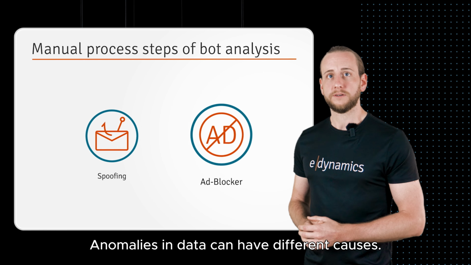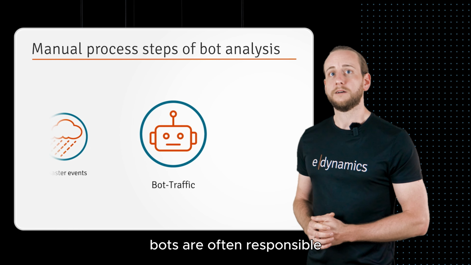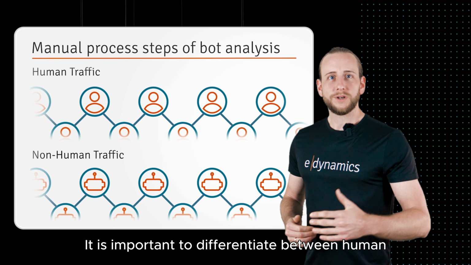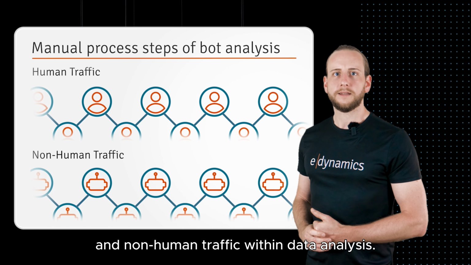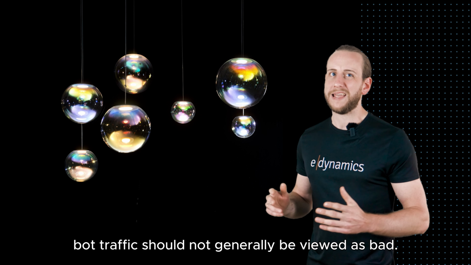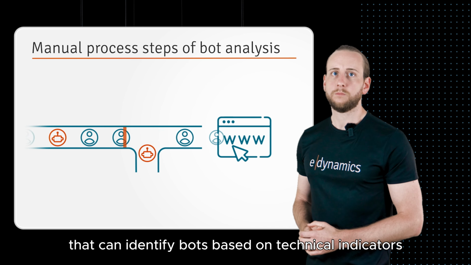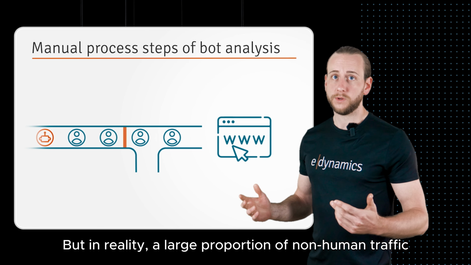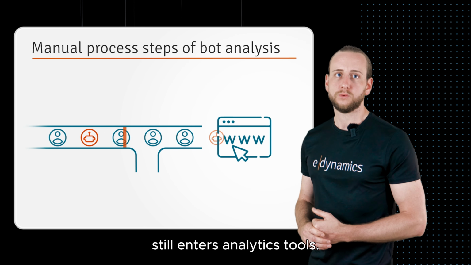Anomalies in data can have different causes. For website providers, for example, bots are often responsible for distorting important KPIs. It is important to differentiate between human and non-human traffic within data analysis. Nevertheless, bot traffic should not generally be viewed as bad. There are some standard systems on the market that can identify bots based on technical indicators and exclude them from the website. But in reality, a large proportion of non-human traffic still enters analytics tools.